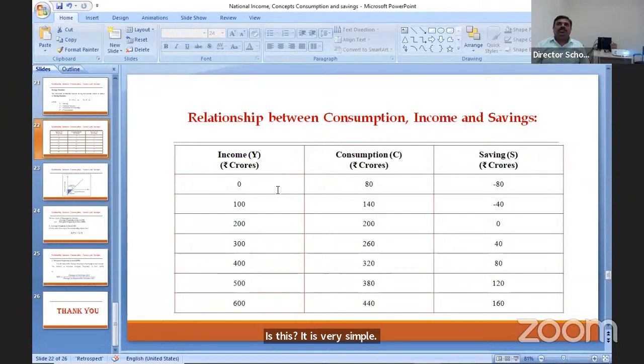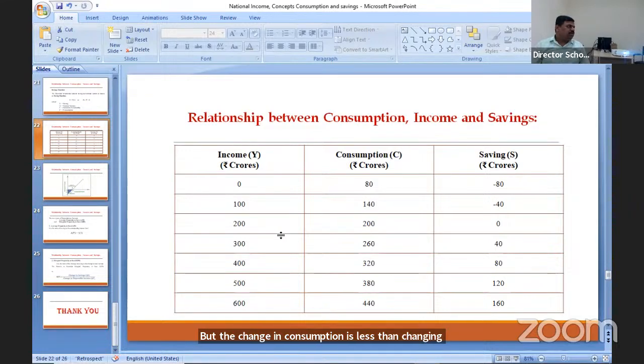There is a relationship between savings and consumption. If the income increases from 100 crore to 200 crore, 200 to 300 crore, then consumption also increases in this way because the income increases, but the change in consumption is less than the change in income.